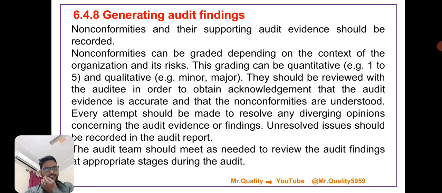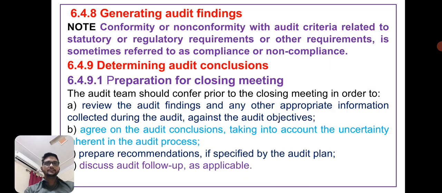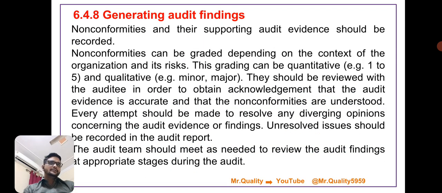Next is generating audit findings. Now we are going to discuss generating an audit finding, that is 6.4.8. Non-conformities and their supporting audit evidences should be recorded. Non-conformity can be graded depending on the context of the organization and its risk. The grading can be quantitative, that is 1 to 5, or qualitative, that is minor NCs or major NCs.